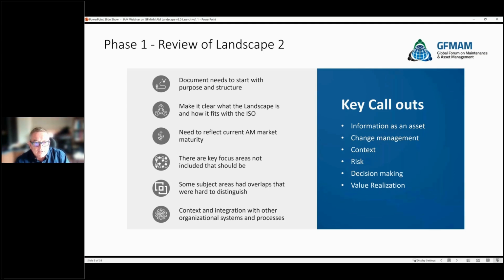I'll cover the specific changes as we go through, but that was the high-level summary of the feedback on Landscape 2.